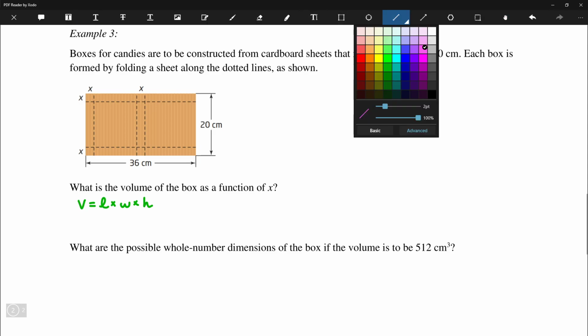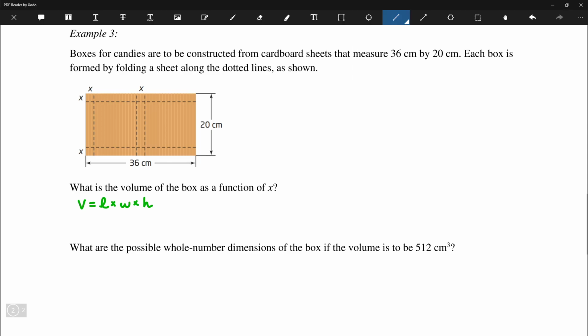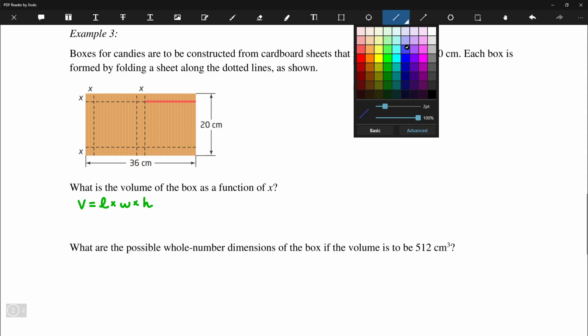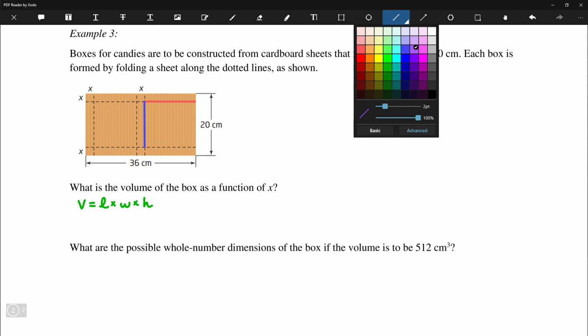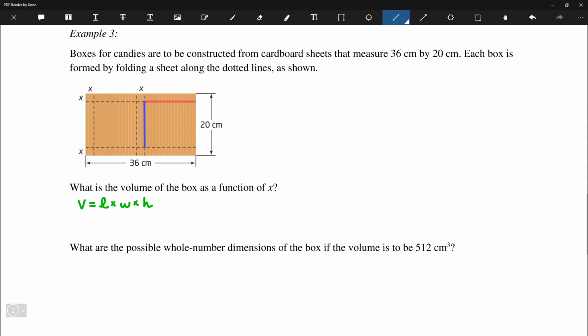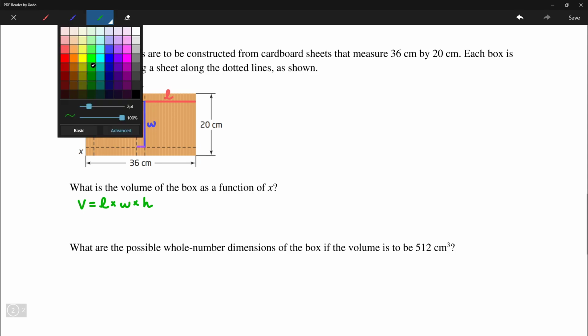So in order to make this make more sense, we have here, let's say this would be the length of the box. Second measurement is the width of the box. And finally, when the box is folded, x is the height. So let's write those letters down. So this will be, once again, the length, the width, and the height.